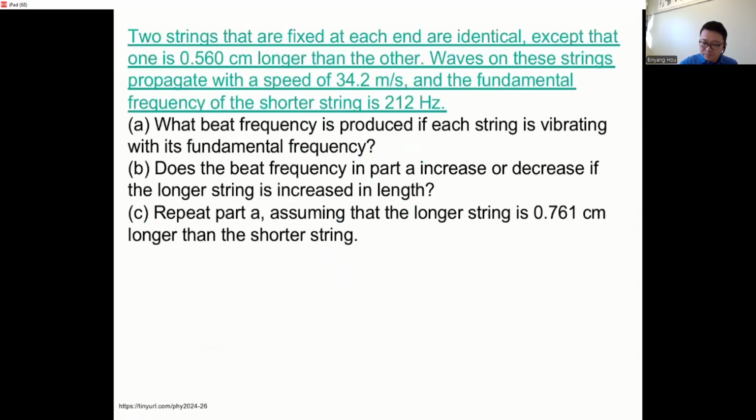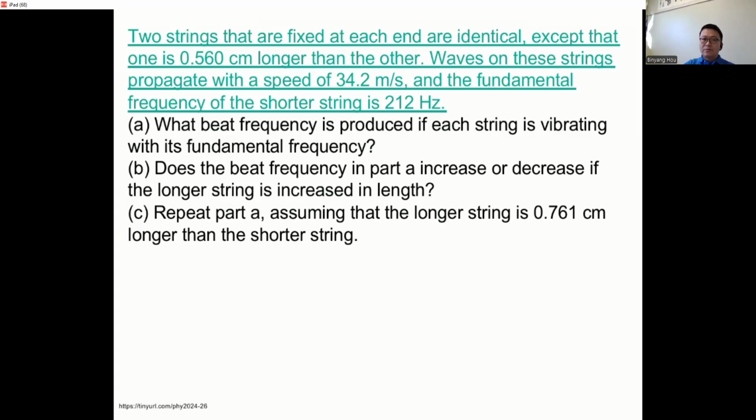Okay. Let's take a look at the example here. It says you have two strings fixed at each end that are identical. So two identical strings, except, so not exactly identical, that one is a little bit longer than the other by 0.560 centimeter, so about half a centimeter. And it says waves on these two strings propagate with a speed of 34.2 meters per second.